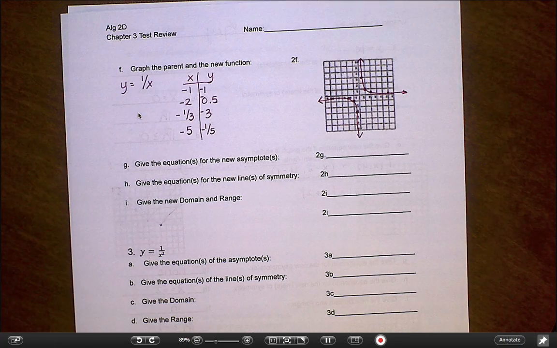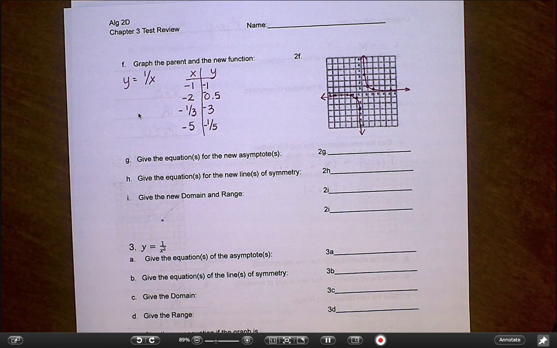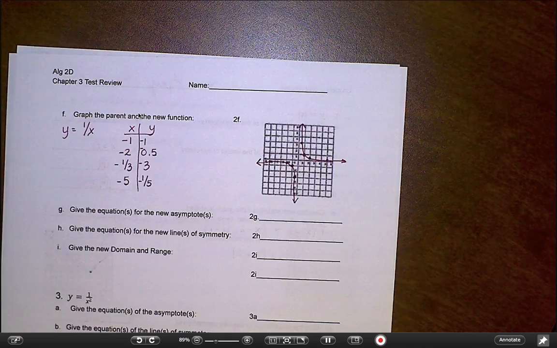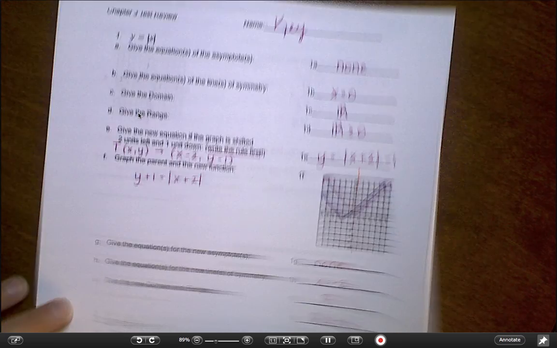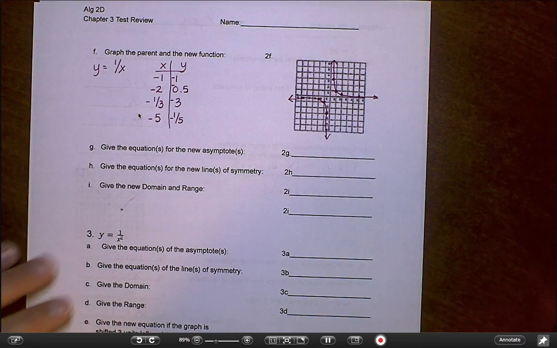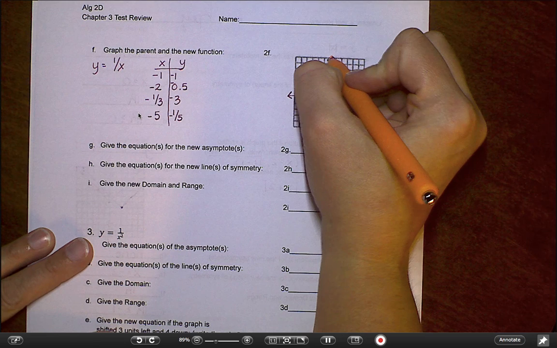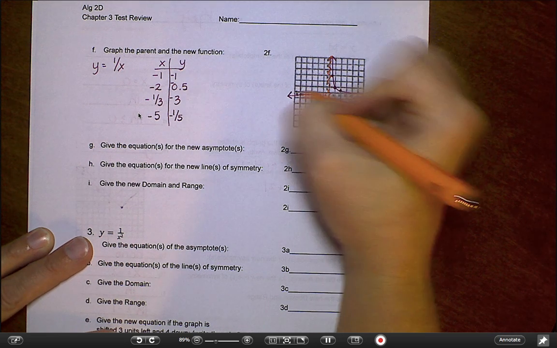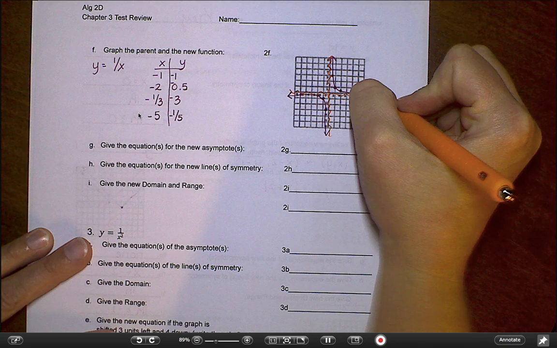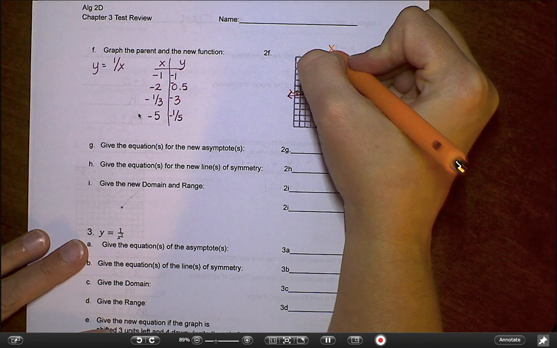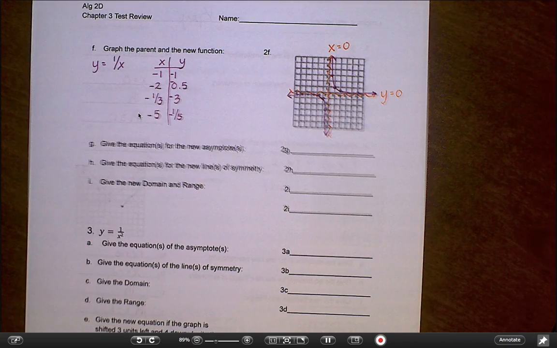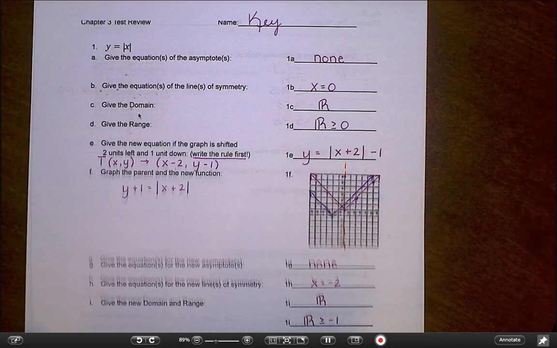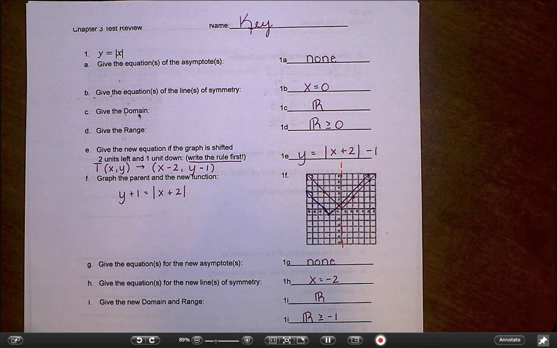So there's my hyperbola. I could have done that with my calculator as well, looking at the table. But now I'm going to refer to that as I do these other things. Give the equations of the asymptotes. Looking at this graph, the hyperbola always has asymptotes at the x and y axis. So here's an asymptote, here's an asymptote. And the equations for those would be x equals 0 and y equals 0. So back here, my equations are x equals 0, y equals 0.